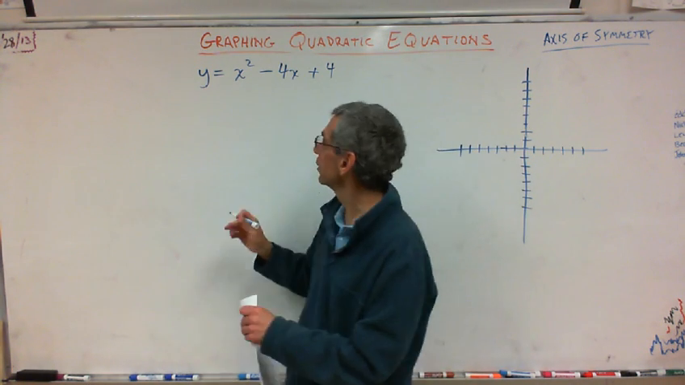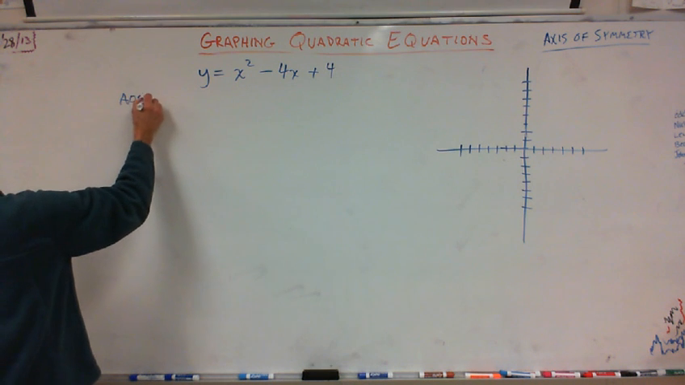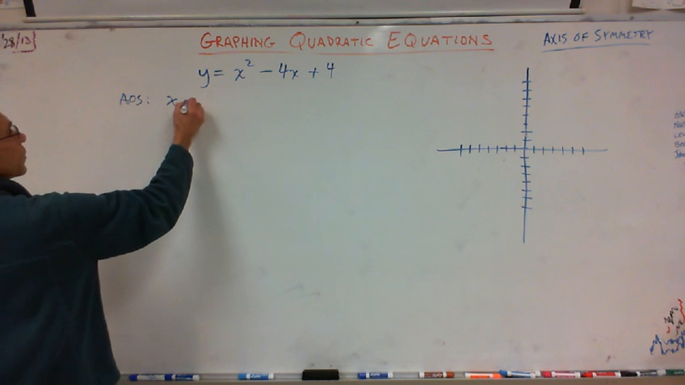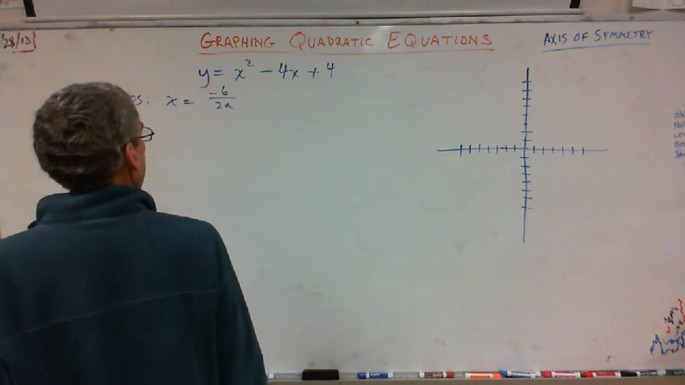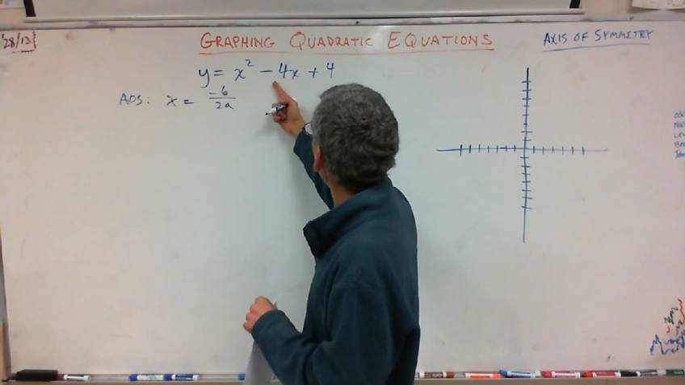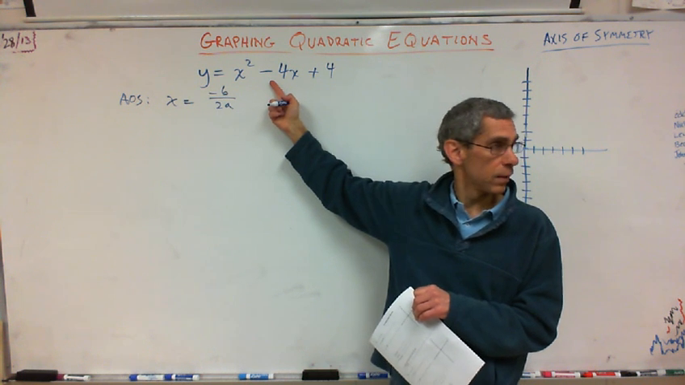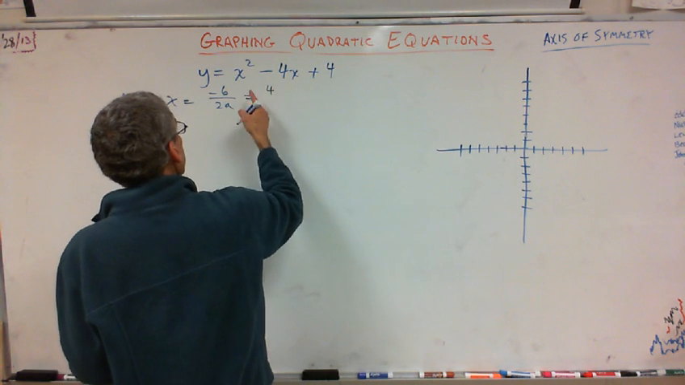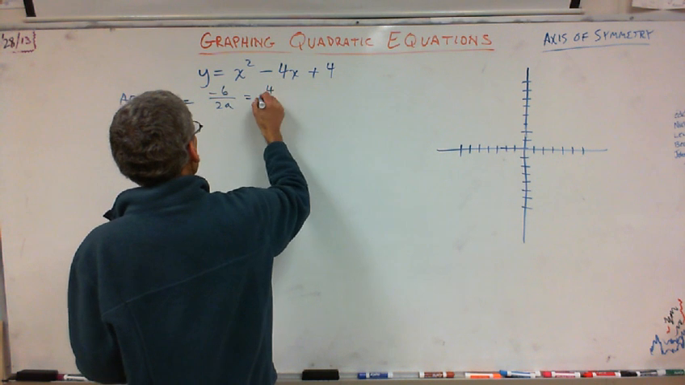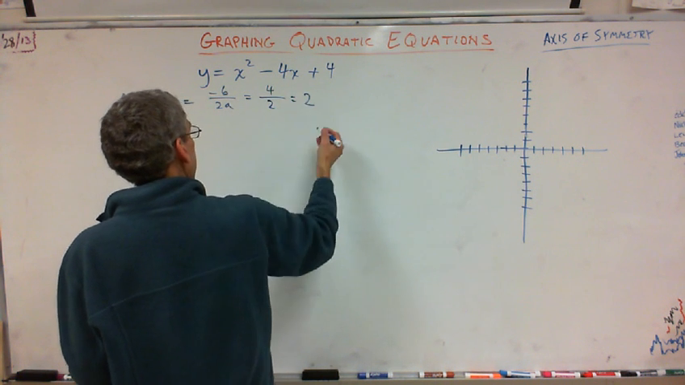So the first thing we're going to do this time, we're going to find our axis of symmetry. So x is equal to negative b over 2a. So negative, negative 4, so positive 4, right? Negative, negative 4, all over 2 times 1, which is 2. So x is equal to 2.